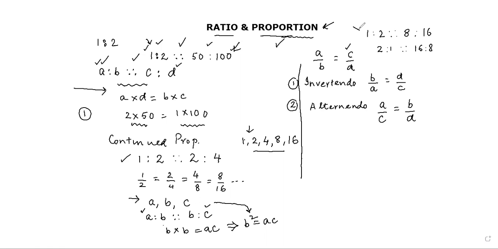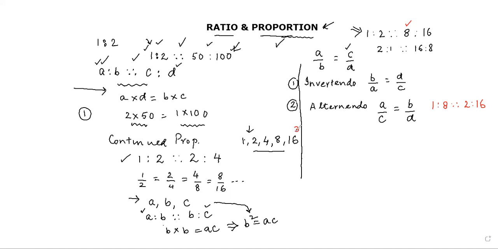So let's see whether this one fits in here. Okay. All right. So I said 1 is to 8 is the same as 2 is to 16. Look very carefully. I am saying the alternate one. So 1 is to 8 is the same as 2 is to 16. Is this correct or not? This is perfectly correct, right? 1 is to 8 is the same as 2 is to 16. And this is called alternando.